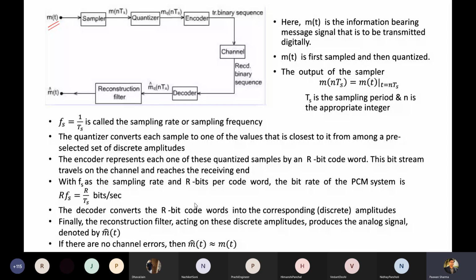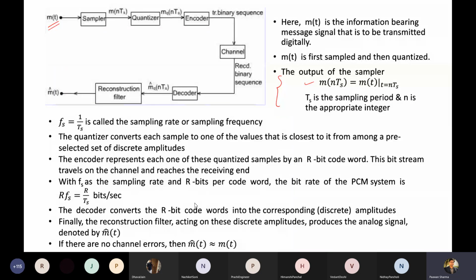So the output of the sampler, you can see we have represented, instead of m(t), now it has become m(nTs). The m values are integers. So it is m(nTs), the output of the sampler. I hope it is very clear. Fs is our sampling rate or sampling frequency. It is the inverse of the sampling time period, Ts. This formula we have also discussed.